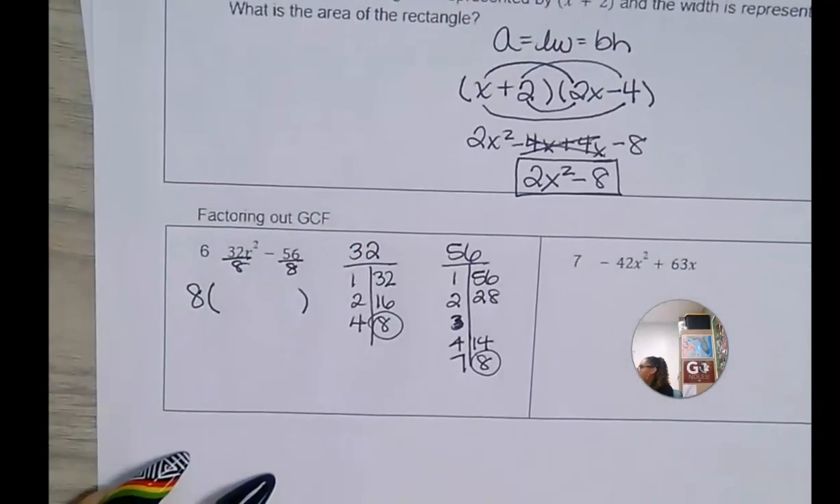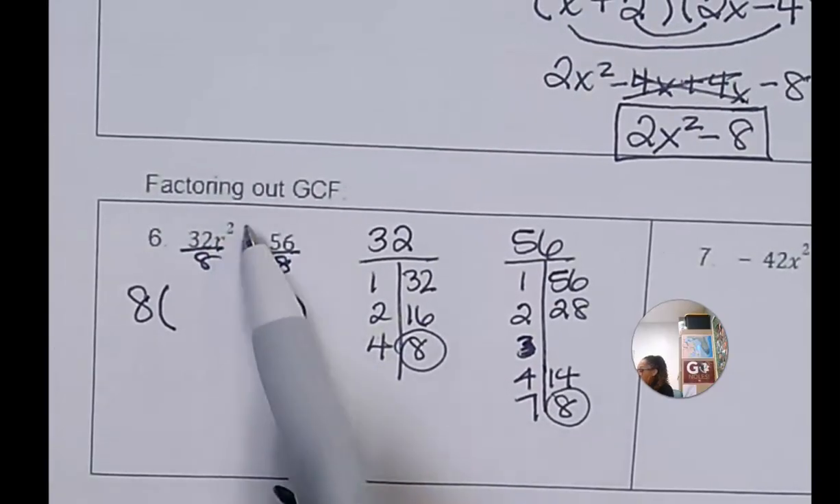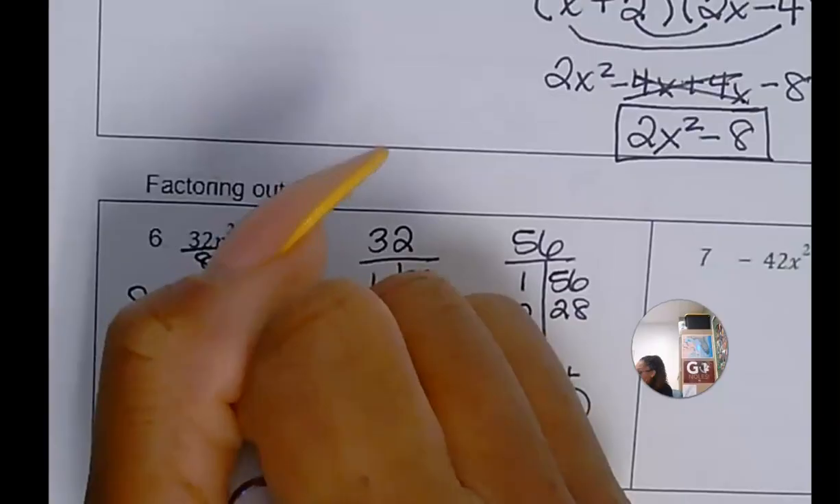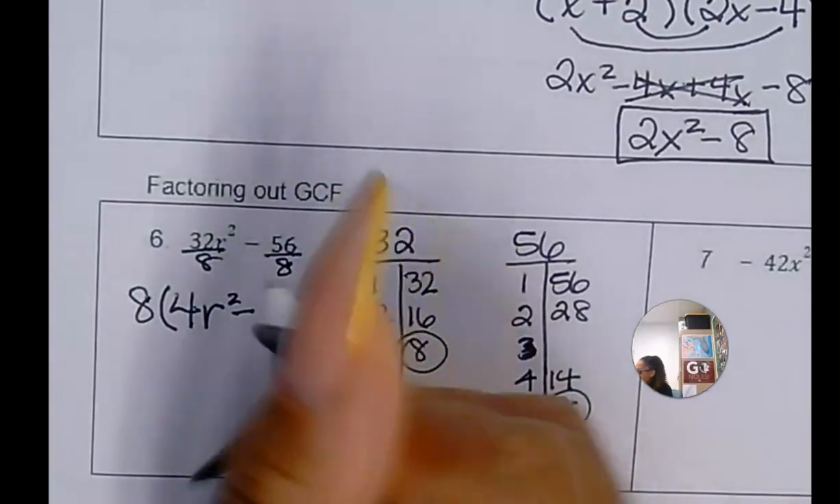How many times does 8 go into 32r? I'm sorry, r squared. 4r squared would be left once you divide. And then 56 divided by 8.